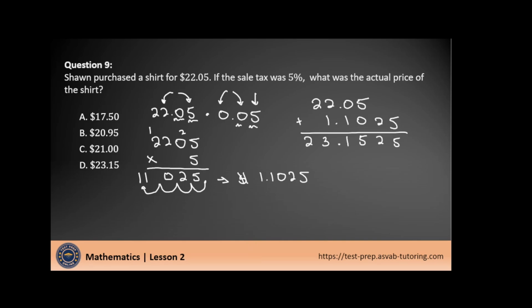Because we're talking about dollars here, these last two digits don't matter, right? Because this 5 is going to be our cents, and then that 25 is less than a part of a cent, so we don't account for that. Final answer is $23.15.